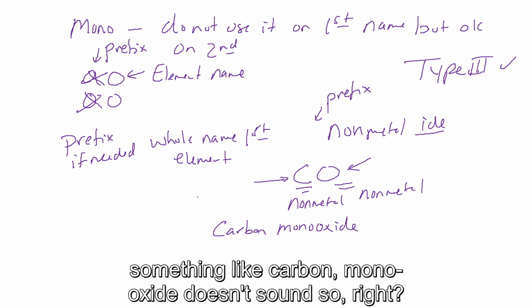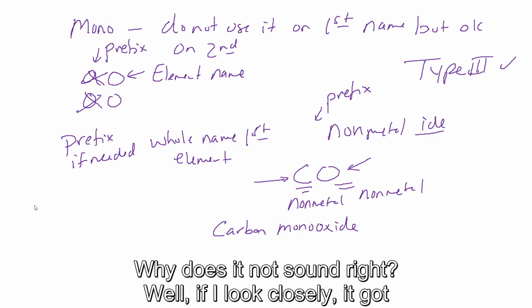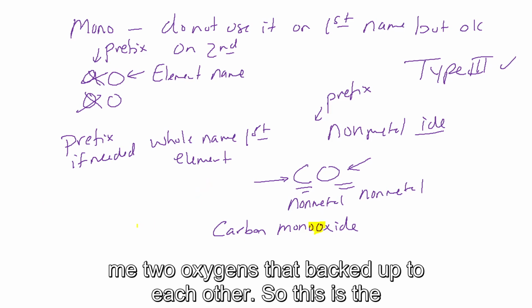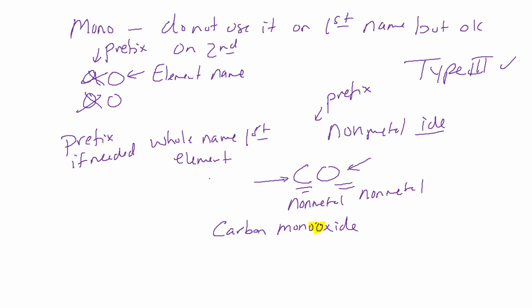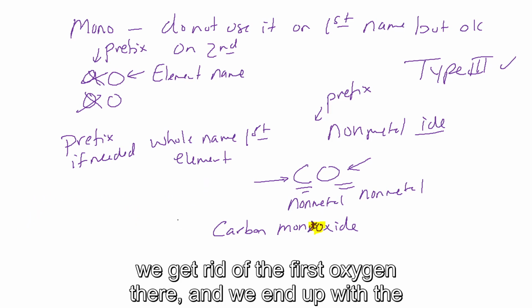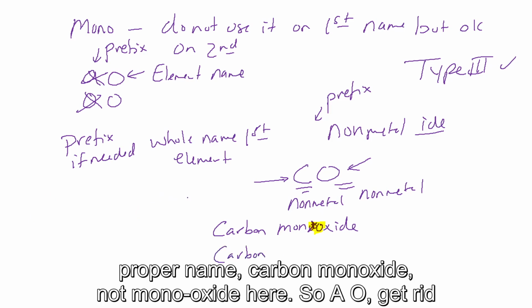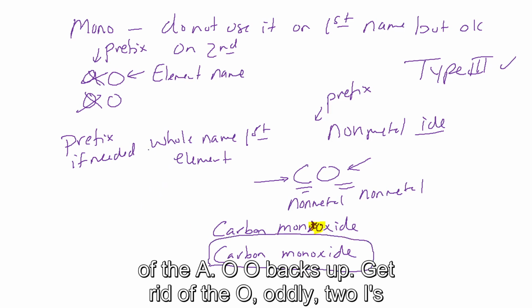Doesn't sound so right. Why does it not sound right? Well, if I look closely, I've got two O's that back up to each other. This is the situation I was talking about a second ago. In this situation, we get rid of the first O, and we end up with the proper name, carbon monoxide, not monooxide. So A and O, get rid of the A. O and O back up, get rid of the O.